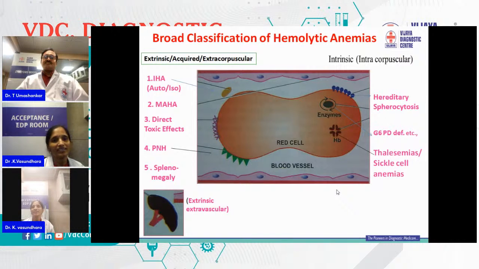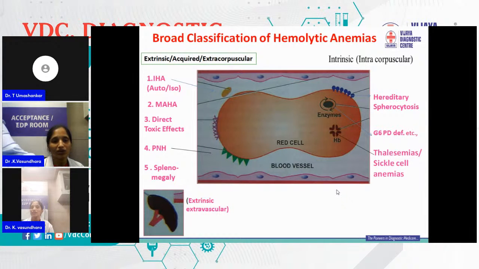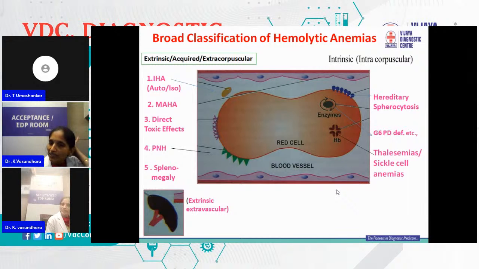So hemolytic anemias are again classified into extrinsic or extracorpuscular and intrinsic or intracorpuscular, depending upon the etiological factor of the hemolysis. In intrinsic or intracorpuscular, the defects are within the RBCs, whereas in extrinsic or extracorpuscular, the etiological factors are beyond the RBCs. Extrinsic or acquired or extracorpuscular includes autoimmune hemolytic anemias, macroangiopathic hemolytic anemias, direct toxic effects, paroxysmal nocturnal hemoglobinuria, and splenomegaly. Whereas intrinsic or intracorpuscular includes hereditary spherocytosis, G6PD deficiencies, thalassemias, and sickle cell anemias. These are the intrinsic factors pertaining to the RBC morphology or RBC enzymes.